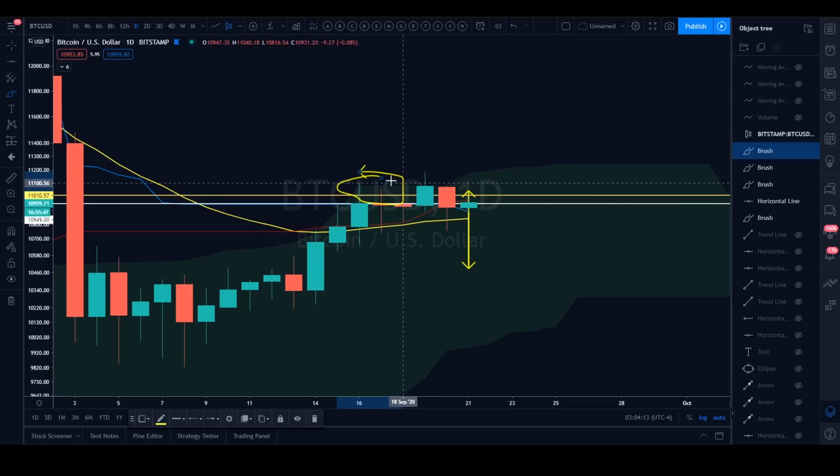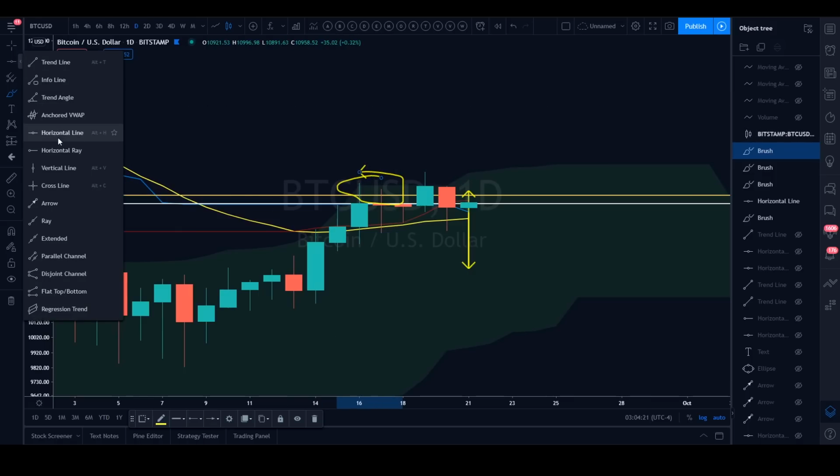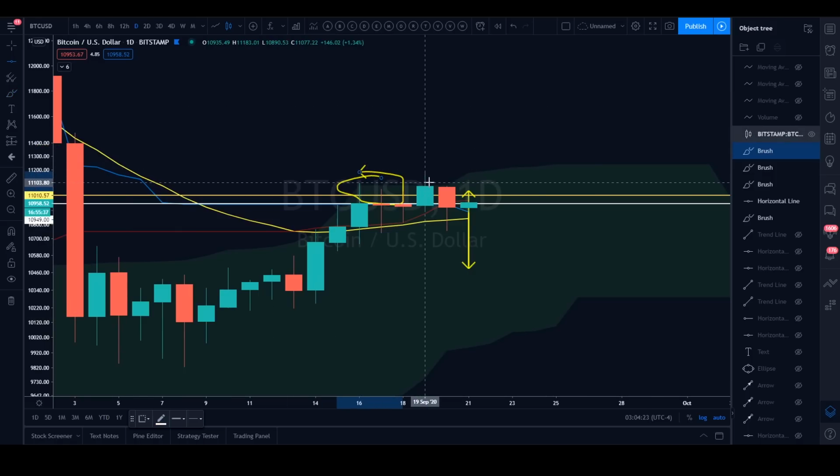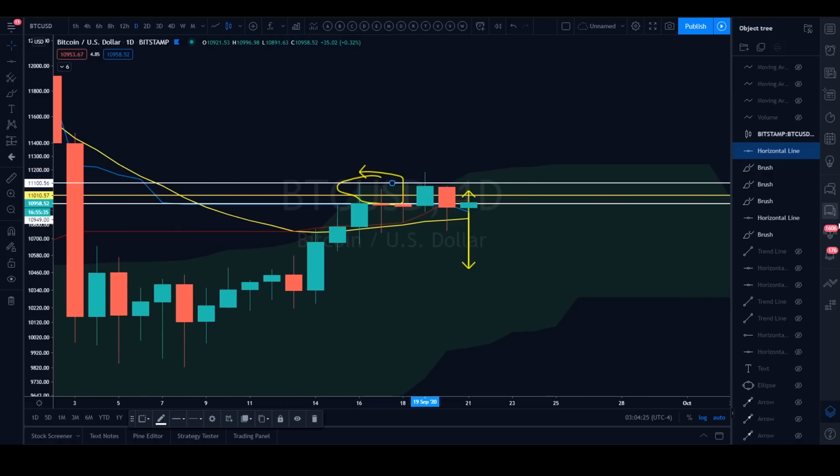I will be getting out if we start seeing price take out these wick highs right here. So this one is all the way up here at 11,100, give or take. As soon as I see price take out that wick high there, I will be getting out of my trade. I will take the loss and I will be out.